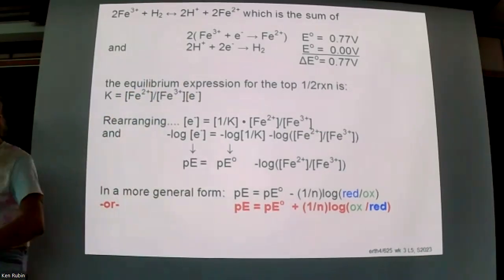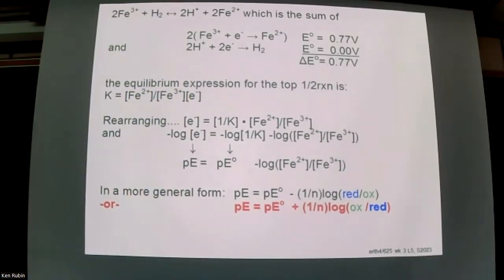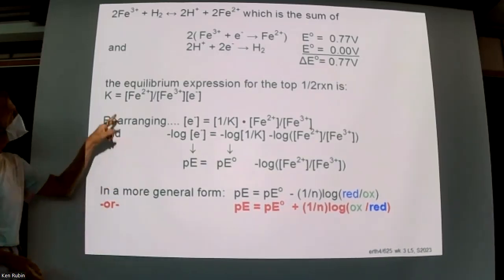That's just a standard hydrogen electrode, which we can look up in the table, has a value of 0. But that other half reaction, we can also look up in the table and see it has a value of 0.77. Right? So I can write an equilibrium expression for that upper half reaction, the one related to iron, right here.